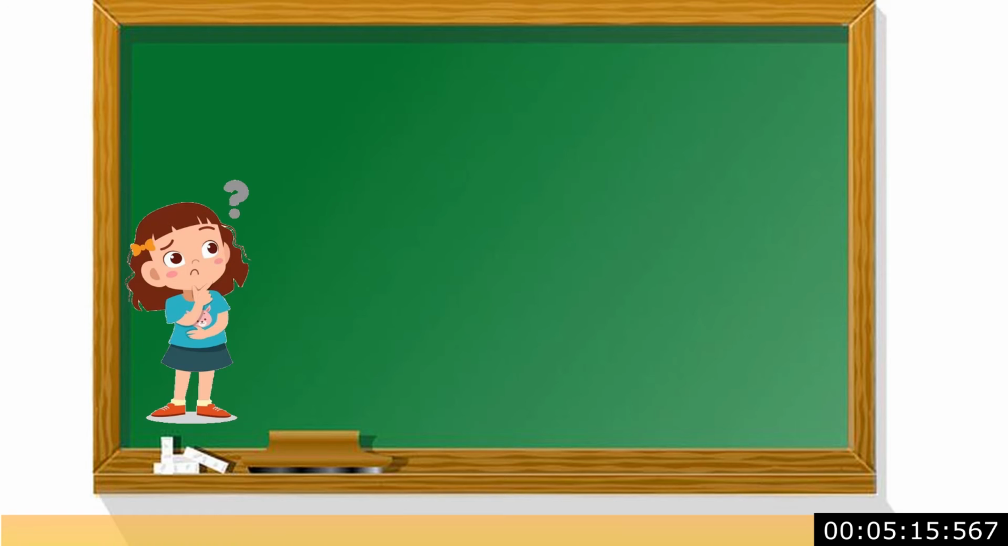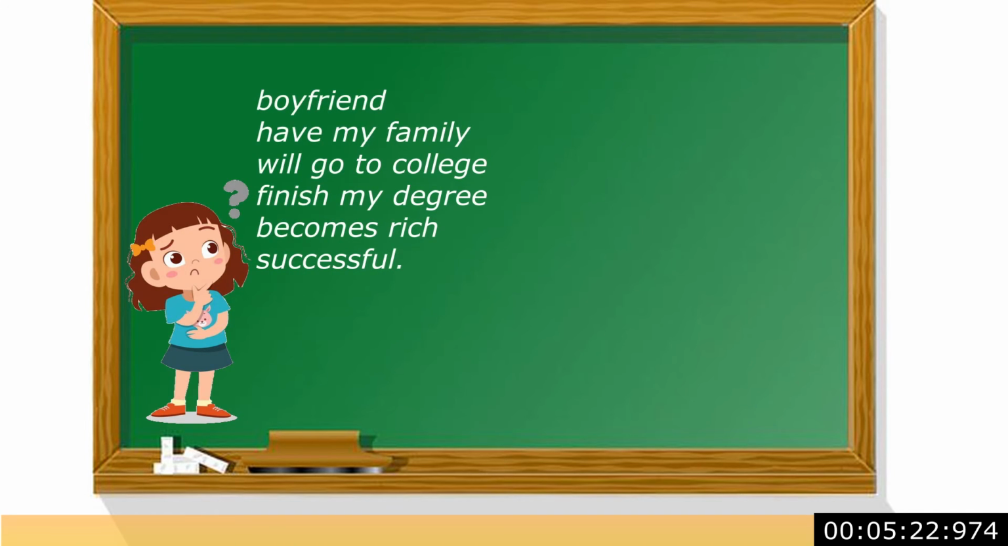Let's pretend that you are now a parent. You have a plan for your daughter to become successful someday. When your daughter turns 18, she approaches you and tells you, "Dad, I'm going to have a boyfriend and have a family, and then I will go to college, finish my degree, and become rich and successful." As a parent, what would you feel? Of course, your initial reaction would be that you will be enraged. After all, who would not be?